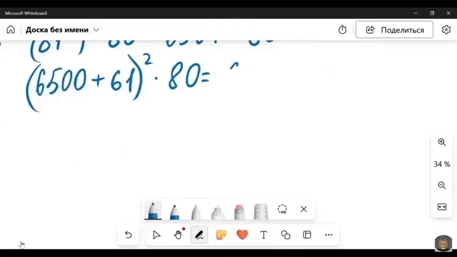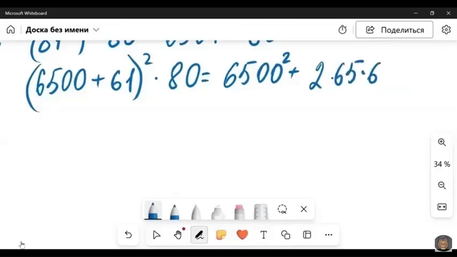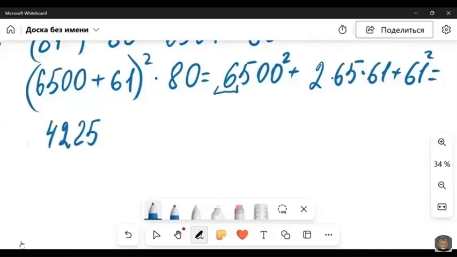First, we gradually write out the square of the binomial: 65 with two zeros squared, plus the double product of 6500 by 61, plus 61 to the power of 2. Well, 65 squared. How do we square a number ending in 5? We write 25 at the end, and the 6 we multiply by 7, the next number. So, we write 4225, this is 65 squared, and with four zeros.